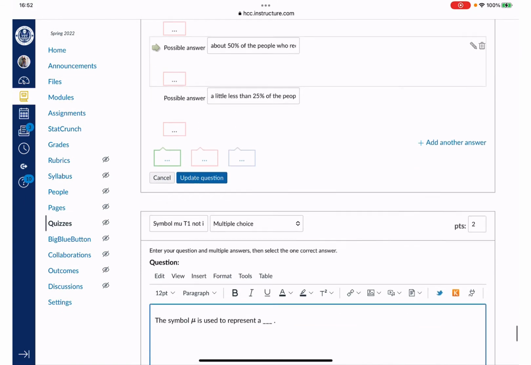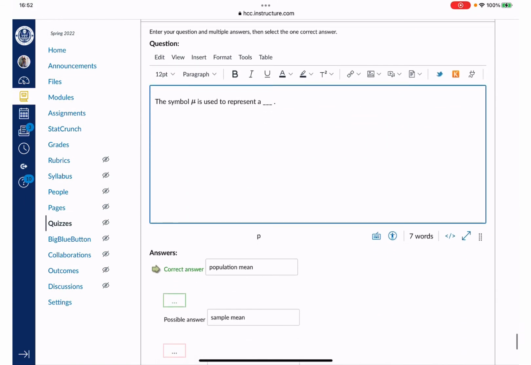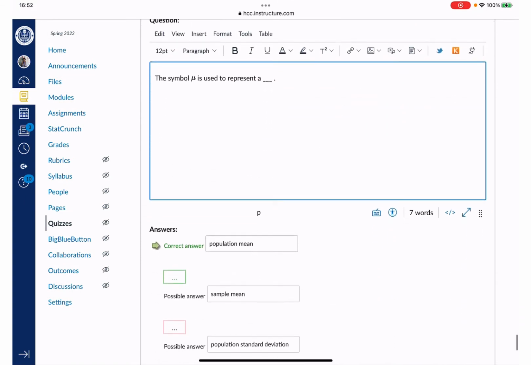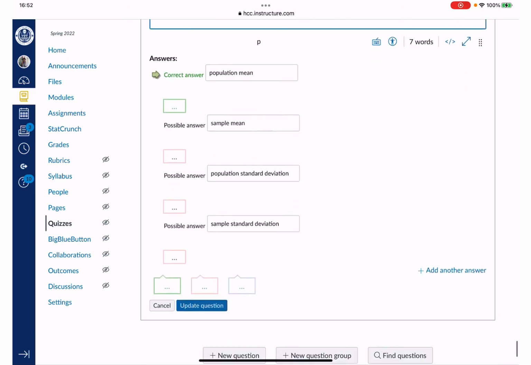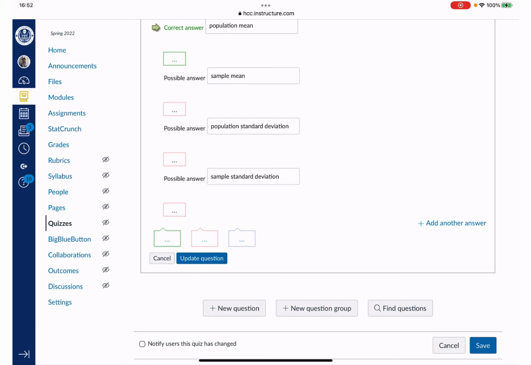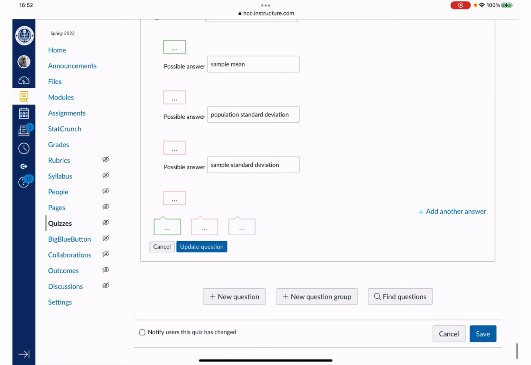And let's see, I think this is the last question. The symbol mu is used to represent population mean. So I mentioned before, mu represents population mean and X bar represents sample mean. And that's all. We covered all questions. Okie dokie.